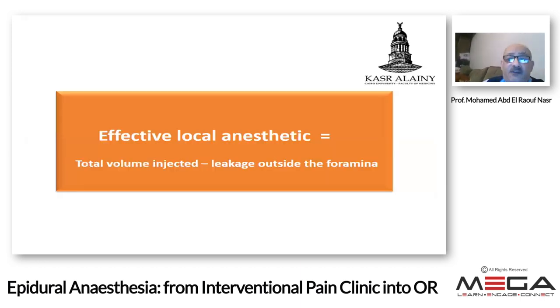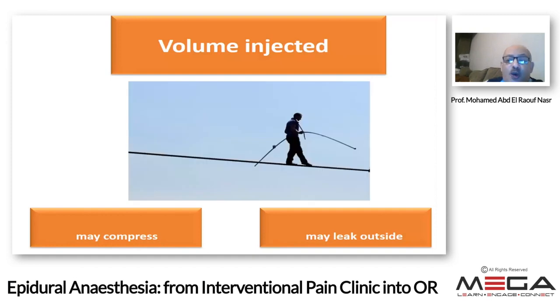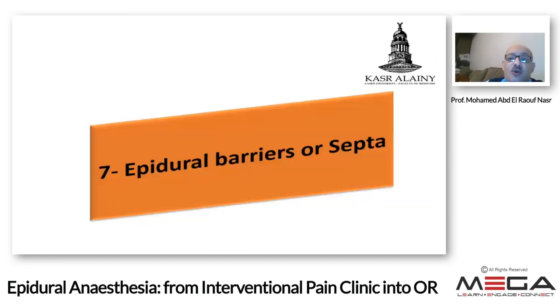So the effective volume of local anesthetic is the total amount injected minus the amount leaked. So we are in a mess. Are we going to inject big volumes, leading to compression and perivascular compression, or smaller volumes? We don't know what to do, because we are in a mess, compressing the vessels or leaking outside. So failure rate and patchy distribution could never be avoided, even with the best experienced person.